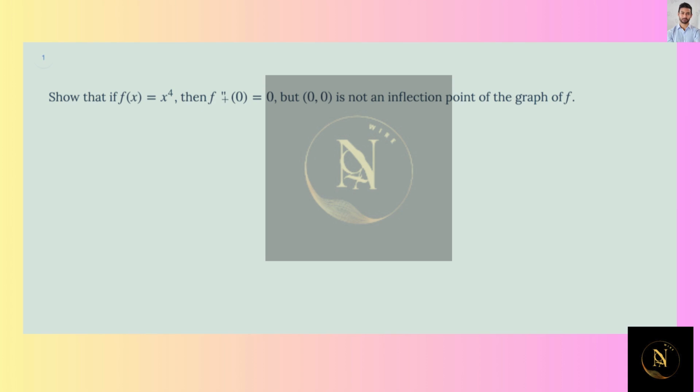We're being asked to show that if f of x is equal to x to the fourth, then f double prime of 0 is 0, but (0, 0) is not an inflection point of the graph of f. So why is that the case? Let's go ahead and address it.